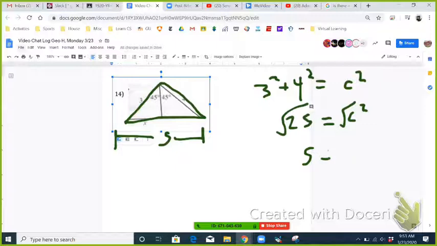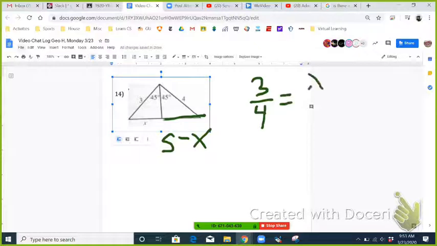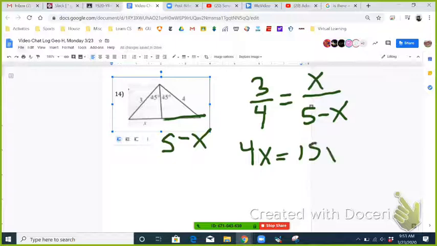Now, I'm just going to erase all that. Now that we know that this whole side is 5, we could erase this part, x, and then we know that that part is just 5 minus x. So then we're going to set up a proportion. The ratio of the sides, 3 over 4, is equal to the ratio of these sides, x over 5 minus x.